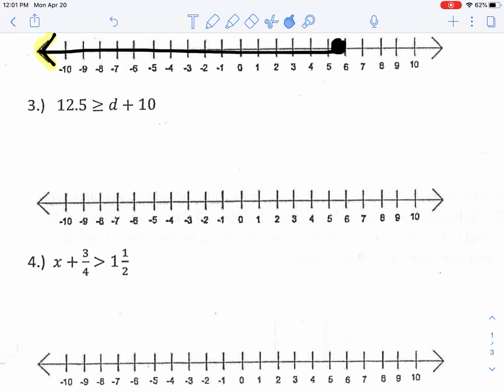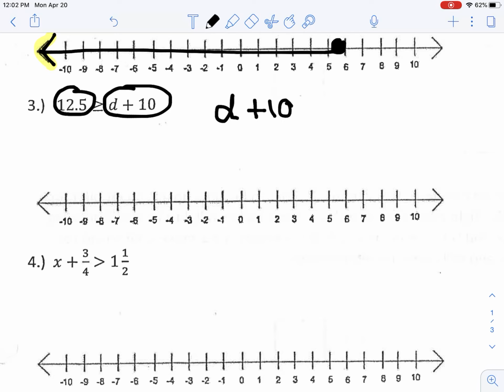Number 3, we've got something a little bit different on this one. So 12 5/10 is greater than or equal to D plus 10. So remember in the previous video, I said you always want to make sure that your variable is on the left. So we're going to rewrite this entire inequality. What I'm going to do is I'm going to take this and flip it to the left side of my inequality. And now I'm going to take my 12 5/10 and flip it to the right.